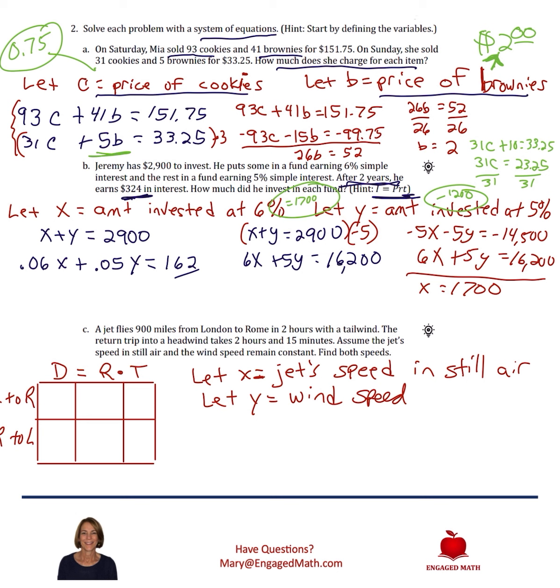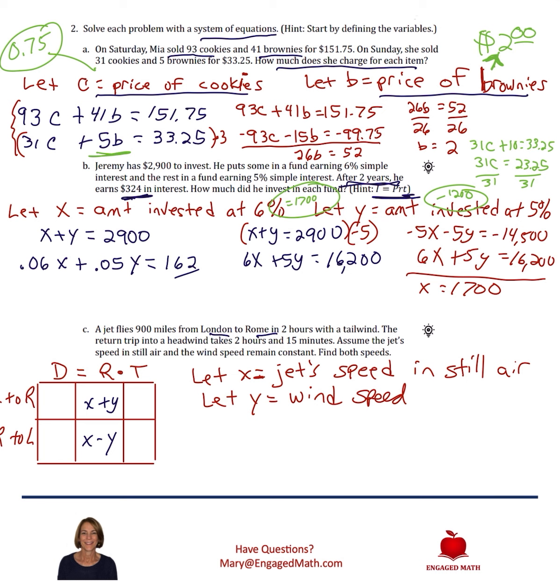I just want to remind you that distance traveled is equal to your rate times your time. So x is equal to the jet speed in still air. In still air, if we can fly the jet at x, in this case, it's going to be miles per hour. What we know is that on the way from London to Rome, it's 2 hours with a tailwind. So your speed is not going to just be x, it's going to be x plus the tailwind. Whereas on the way back, you have a headwind of y, so it's going to be x minus y is your rate on the way home.